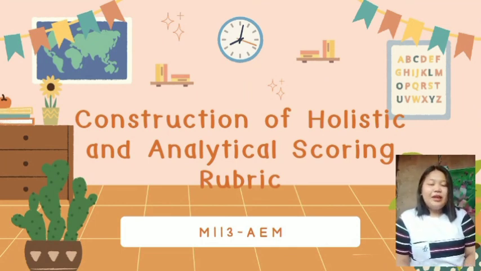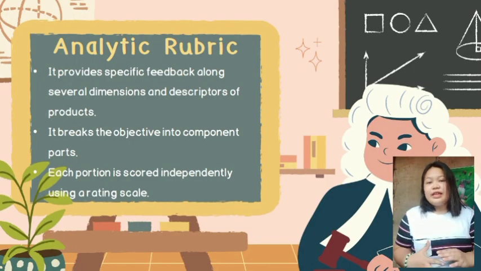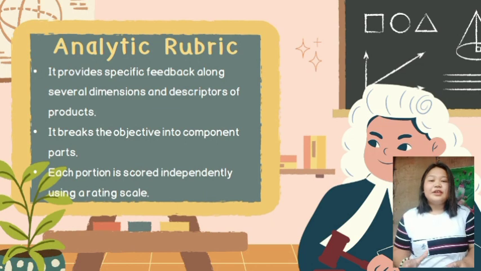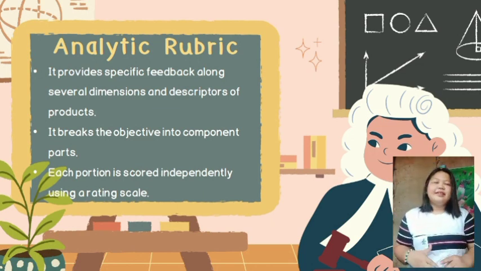So, as Raven had said, our topic focuses on the construction of holistic and analytical scoring rubric. And Raven had already discussed to you the concept and the construction of the holistic scoring rubric. And now, on my part, I'm going to discuss the second type of rubric, which is the analytical scoring rubric. The last group have elaborated the concept of the analytical scoring rubric, and I'm just going to have a sort of review about what analytic scoring rubric is.